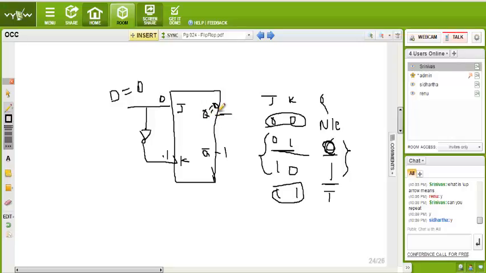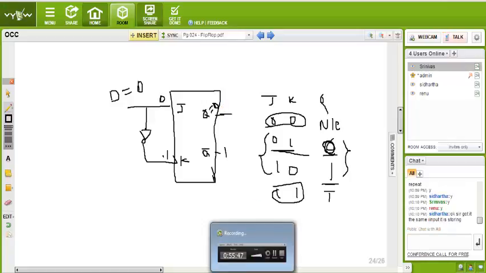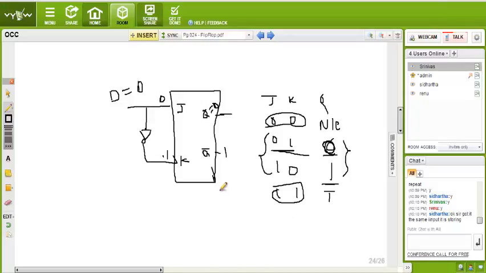Is it clear now, Srinivas? Yeah, same input is storing. When we have to store 1, then we give 1 at D flip-flop input. Then the 1 is storing. So it is the use of a D flip-flop. Is it clear now, Siddharth?